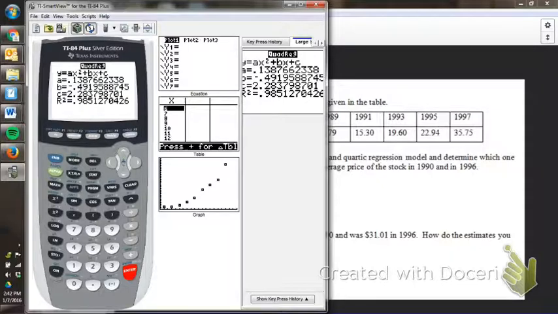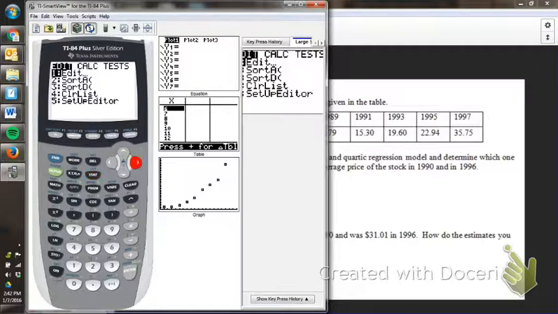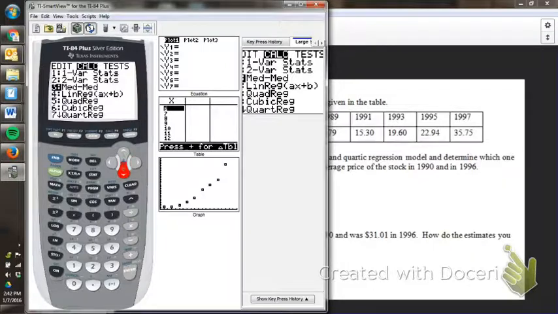Now the R squared helps us see how good our model actually is. The closer that value is to 1, the better it is. Right now it's at 0.985, which is not bad. But we're going to see if the other ones are any better. So let me try cubic. I'm going to go to Stat, over to Calc, and down to CubicReg.